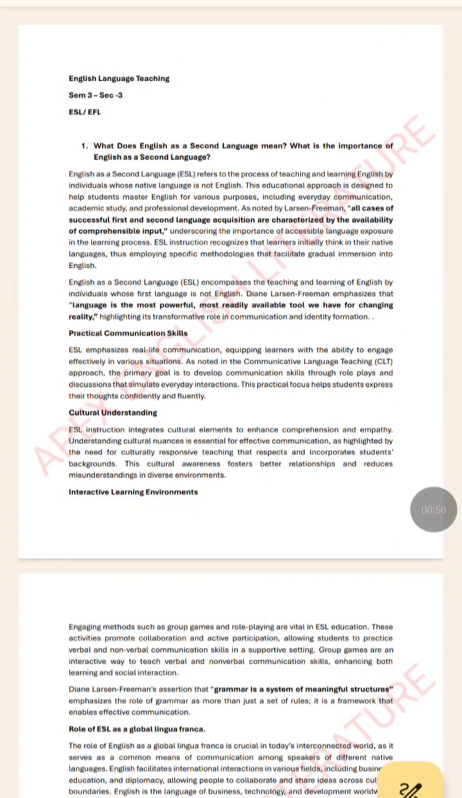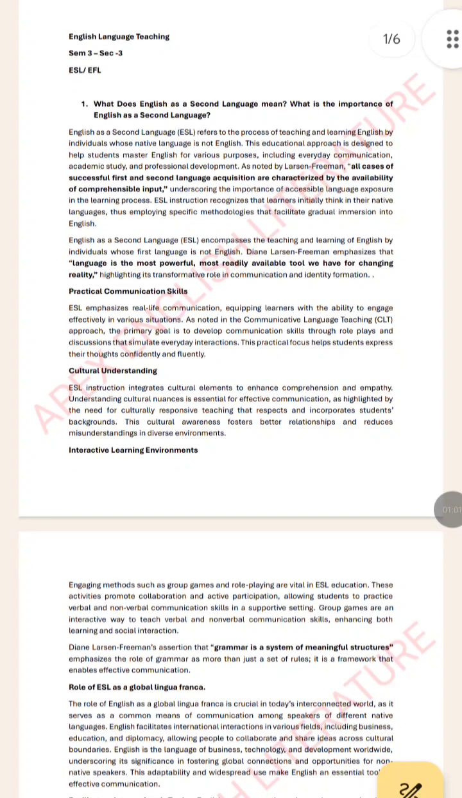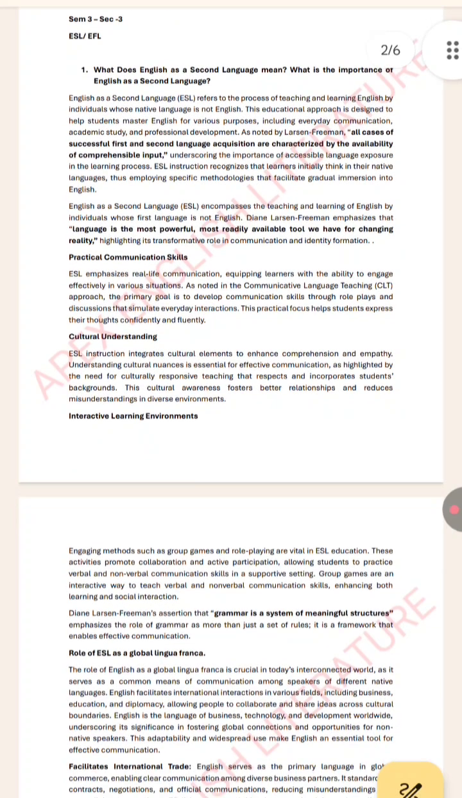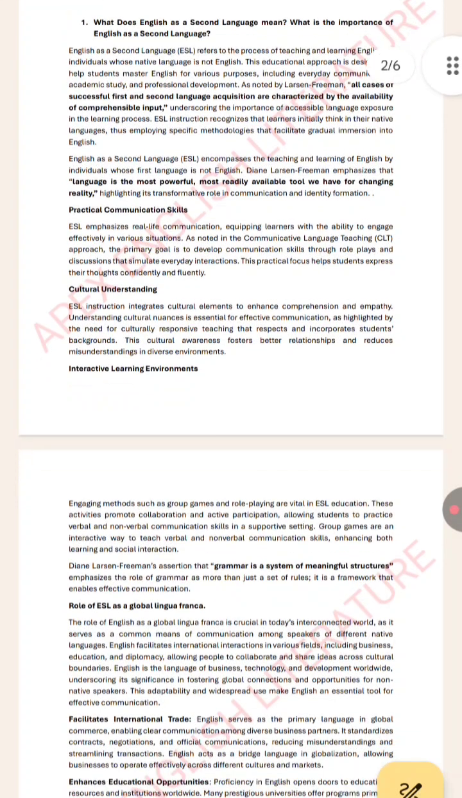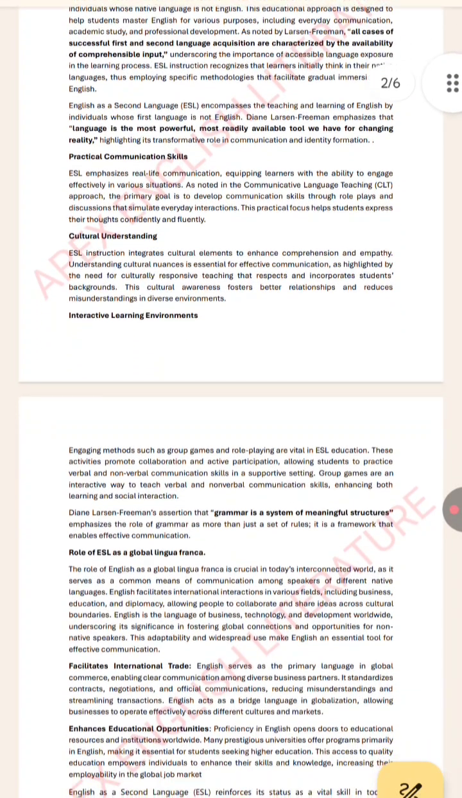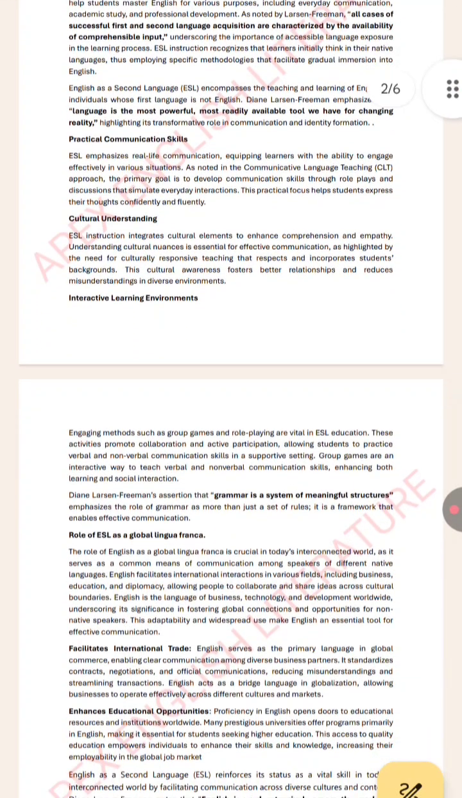Next important question we have is, what does English as a second language mean? What is the importance of English as a second language? English as a second language refers to the process of teaching and learning English by individuals whose native language is not English. This educational approach is designed to help students master English for various purposes, including everyday communication, academic study, and professional development. English as a second language encompasses the teaching and learning of English by individuals whose first language is not English.